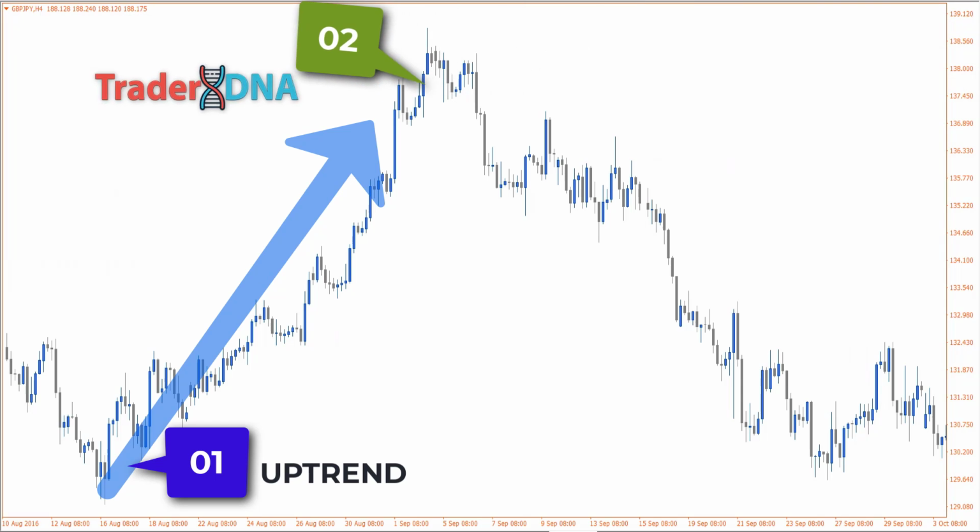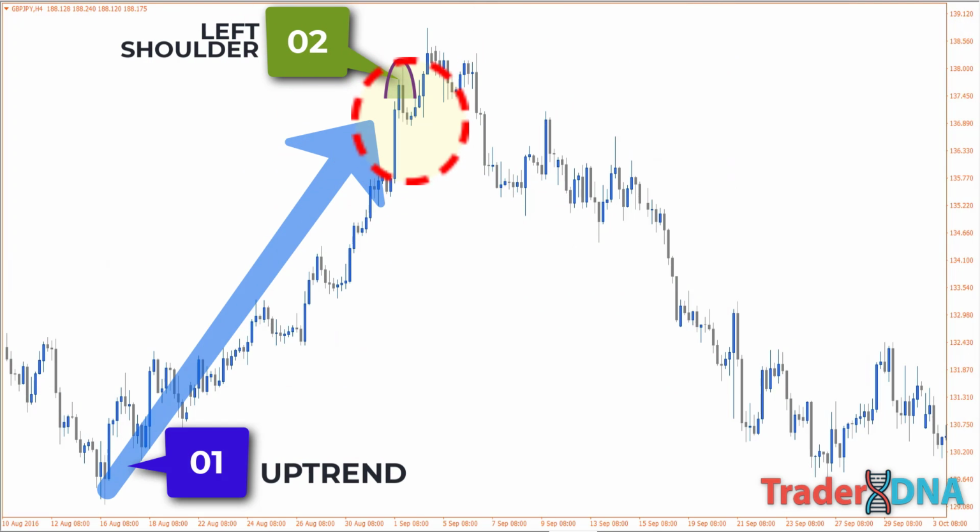Step 2. Left shoulder. The market moves down, forming a higher low. At this point, everything looks good, but there is not enough funding yet to determine its limit.